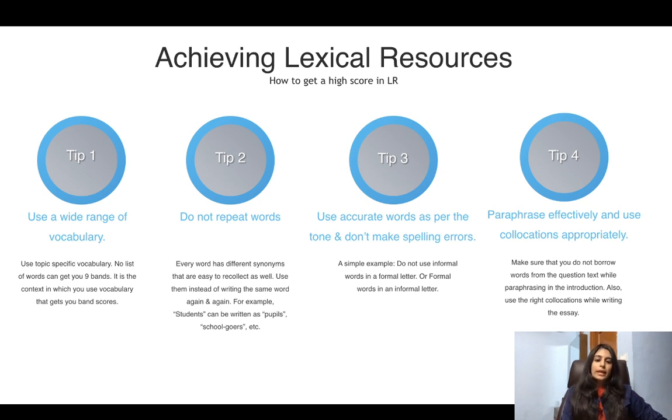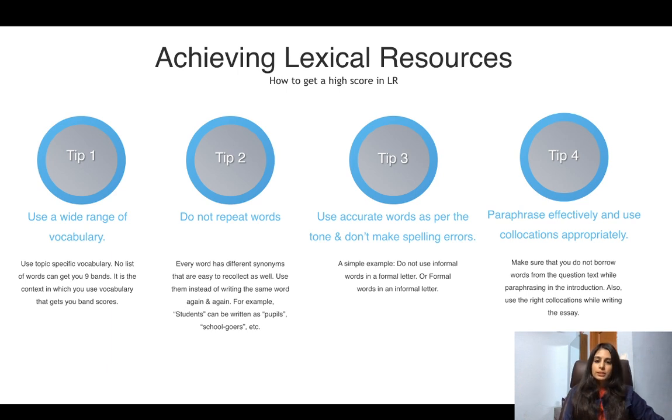Do not make any spelling errors. This is something that comes under Lexical Resources again. Do not make silly spelling mistakes. If at all you're making any silly spelling mistakes, please proofread your answers so that you can correct them in the end. Tip 4, paraphrase effectively and use collocations appropriately.